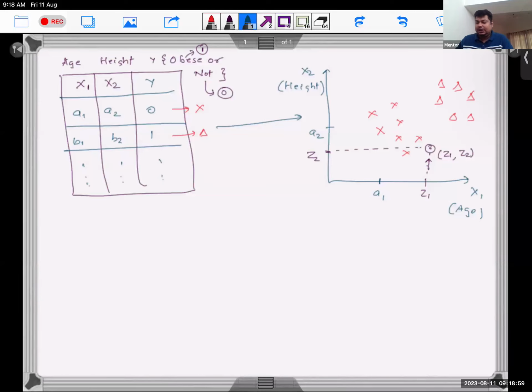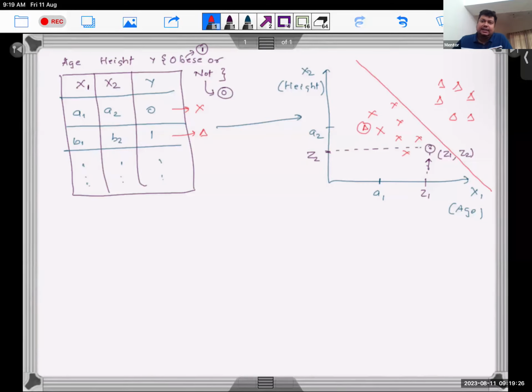Our objective here is to find a line above which all of it has to be triangles, and below which all of it has to be x's. Now, let's try to answer some simple questions. Let's say there was a triangle here. Do you think this triangle will ever be correctly classified? No, right? It's not possible.